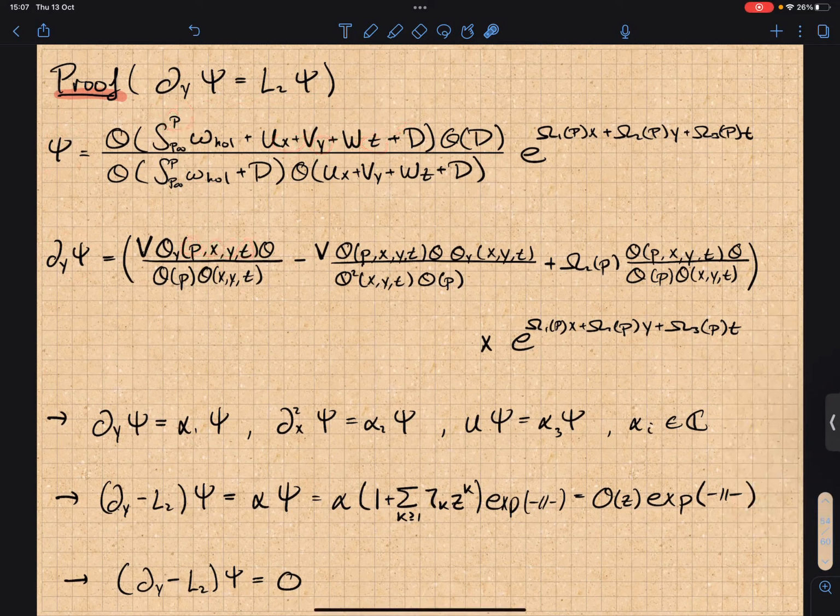This is independent of everything, so I don't put anything here. And then this is dependent on p, so I just keep p here. And this is only dependent on x, y, and t, so I just write x, y, and t. And so when I do the partial with respect to y, again it's going to be the quotient rule, and then the product rule to obtain this expression.